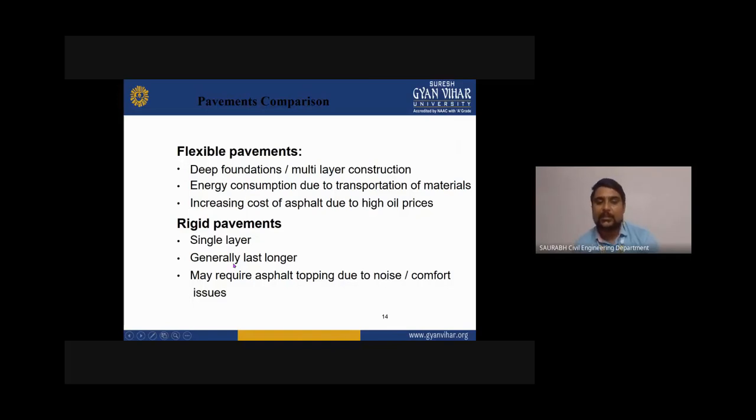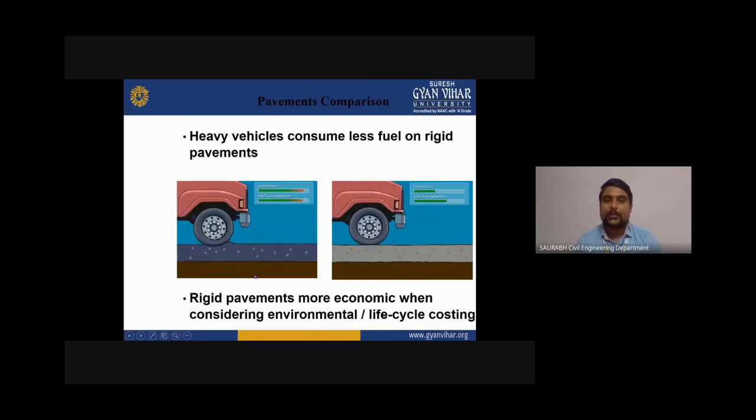Flexible pavement has the increasing cost of asphalt due to the high oil price, and may require asphalt topping due to noise comfort issues. In rigid pavement, sometimes we also provide asphalt for a smooth road surface, and it provides comfort to the vehicle tire. Now we will see that heavy vehicles consume less fuel on rigid pavement, as you can see here. If there is a rigid pavement, fuel consumption will be low because of less deflection.